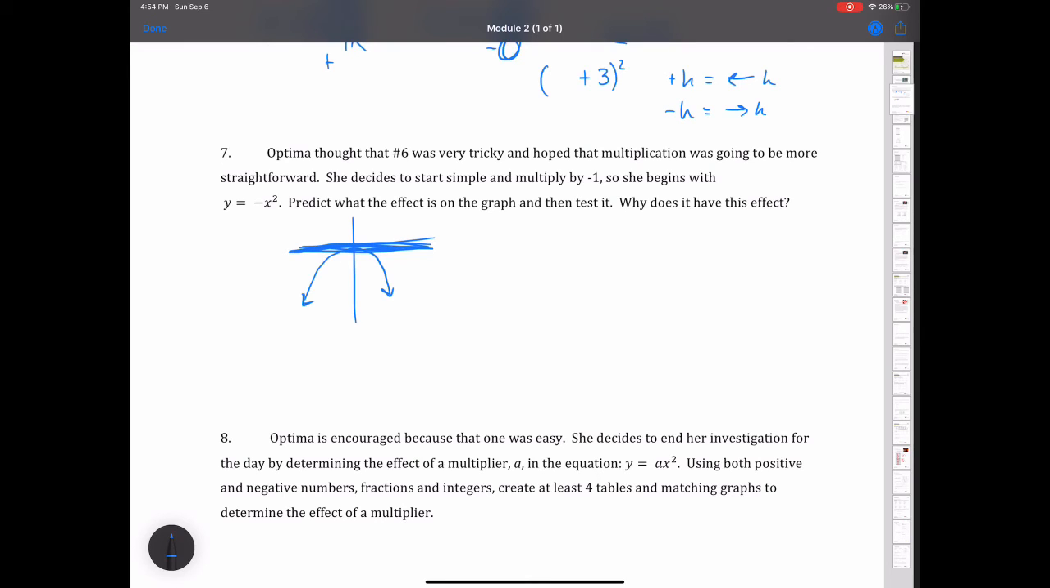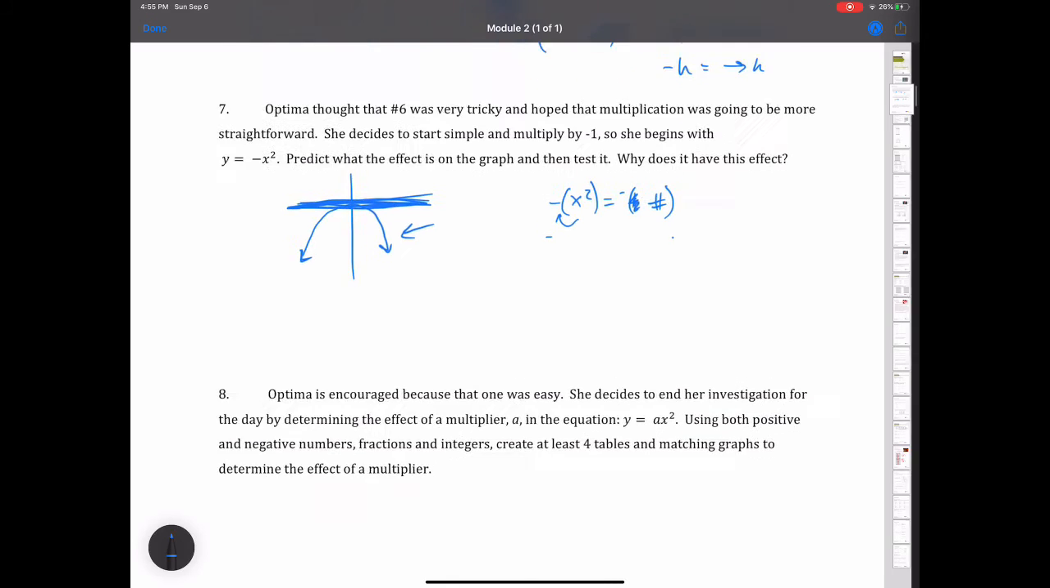So if we think about why that's happening, any x squared value is a positive number, right? But when we do a negative in front of that x squared value, that positive number is negated, right? So now everything is on the lower two quadrants here of our graph. Okay, so this actually then becomes a negative number, not a positive number. Okay, so that's why it has the effect it does.